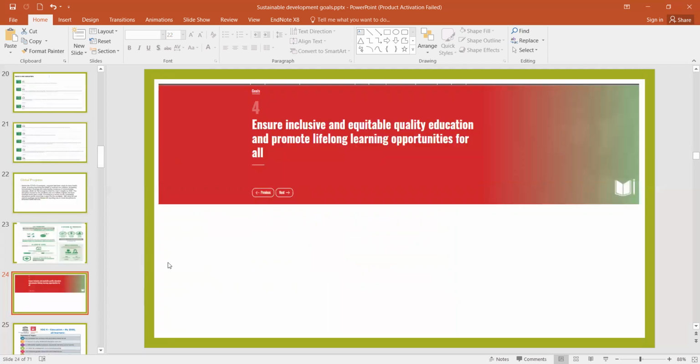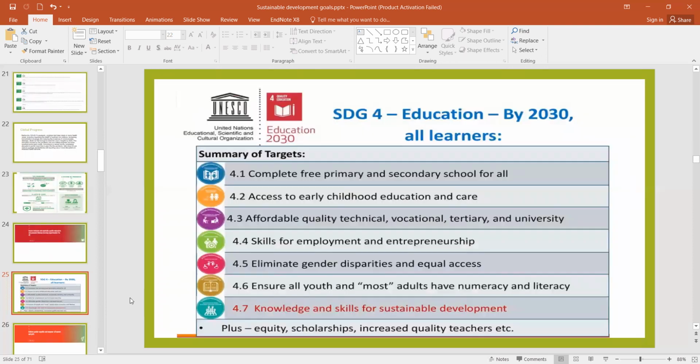SDG number 4: ensure inclusive and equitable quality education and promote lifelong learning opportunities for all. There are 7 targets of SDG number 4. Complete free primary and secondary school for all, access to early childhood education and care, affordable quality technical, vocational, tertiary and university education, skills for employment and entrepreneurship, eliminate gender disparities and ensure equal access, ensure all youth and most adults have numeracy and literacy, and knowledge and skills for sustainable development.